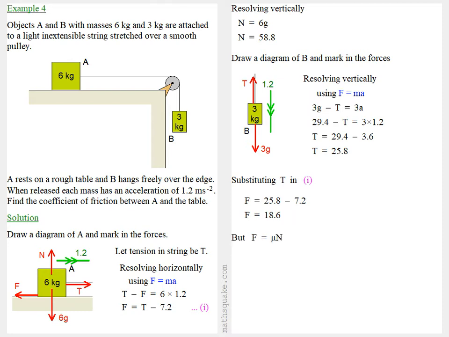But F equals mu N, so 18.6 equals mu times 58.8. That gives us mu is equal to 18.6 divided by 58.8, which works out to be 0.31632. And so we have the coefficient of friction mu is equal to 0.316.